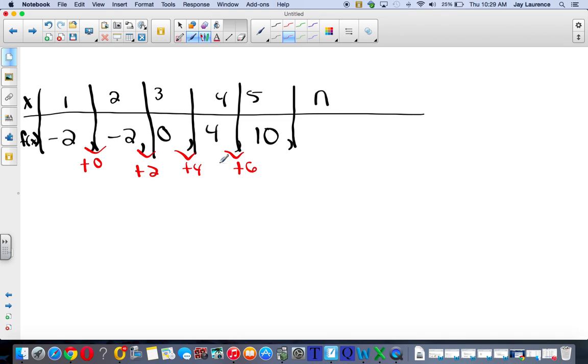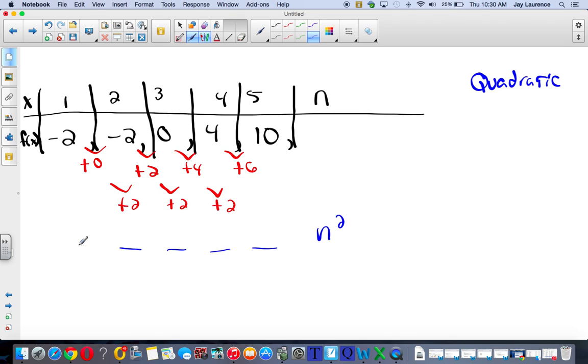Oh, that looks familiar. It's strange that I had plus 0, but it seems to fit. And this would be what? Plus 2, plus 2, plus 2. Second differences are all the same. This must be quadratic. This is a quadratic function. Quadratic. All right, so it's n squared, and I'm going to square 1, 2, 3, 4, and 5. So 1, 4, 9, 16, 25.